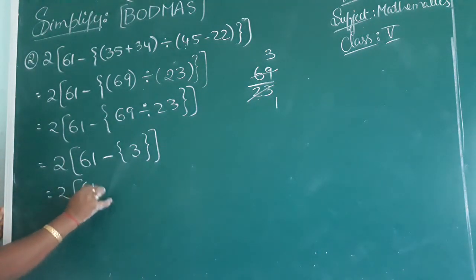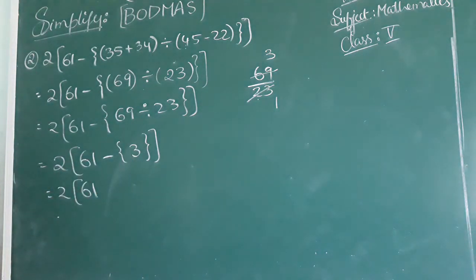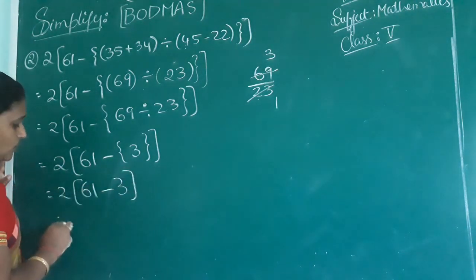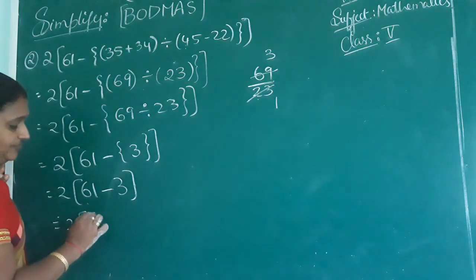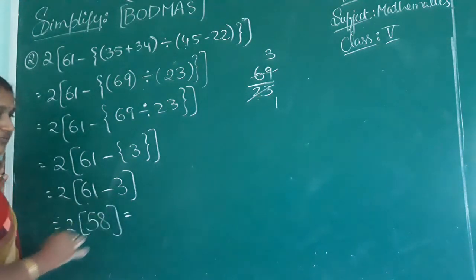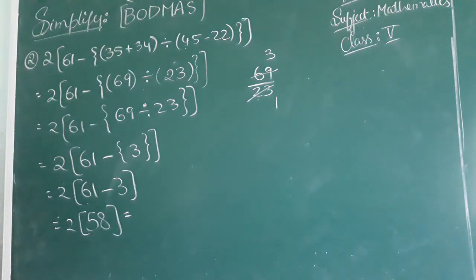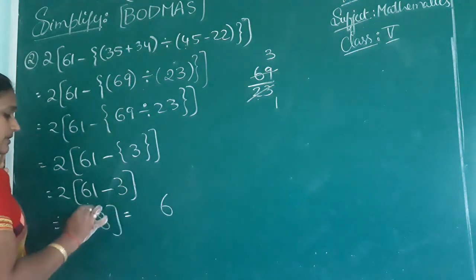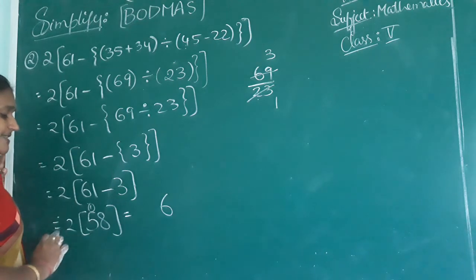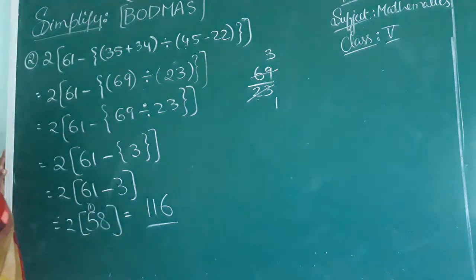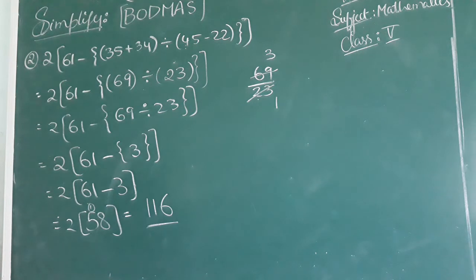2 of 61 minus of plus. What is minus of plus? Minus into plus is minus 3. What is 2 of 61 minus 3? 58. 2 of 58. What is 2 of 58? 116 is the answer. Children, while solving you have to be careful and you should not remove the brackets easily. Only by simplifying should we remove the bracket.